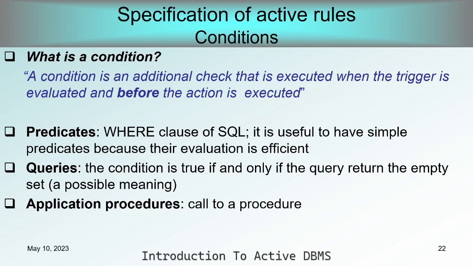So going for the next topic over here is conditions. So when you specify active rules, you need to define condition. So what is a condition? A condition is an additional check that needs to be executed when the trigger is evaluated and before the action is executed. So here the where clause of SQL statement is where you could see has the evaluation part. The condition is true if and only if the query returns the empty set, then a possible meaning needs to be defined. And application procedure is to call a procedure in order to react.